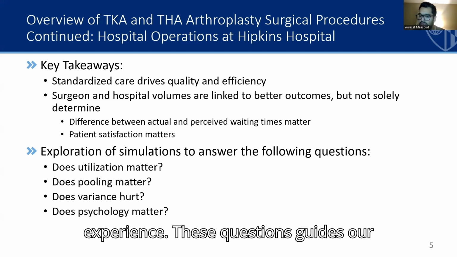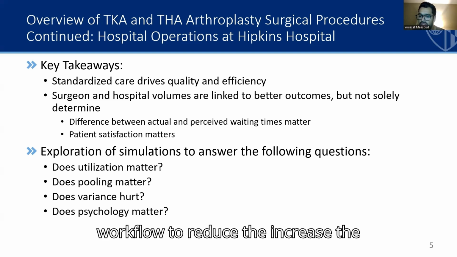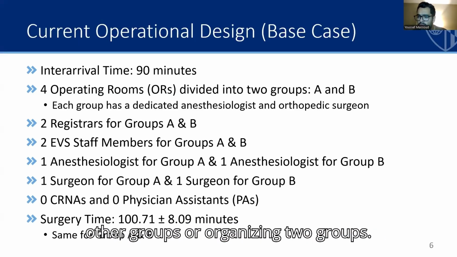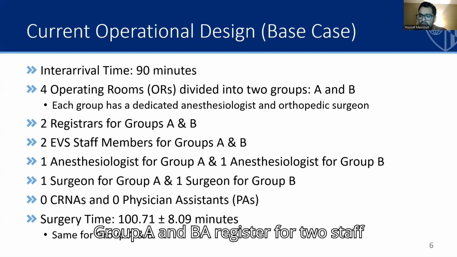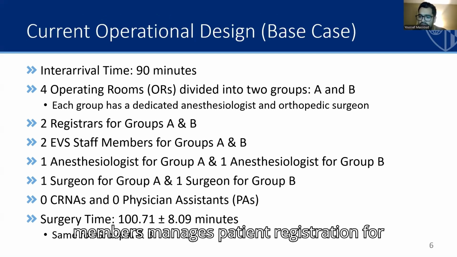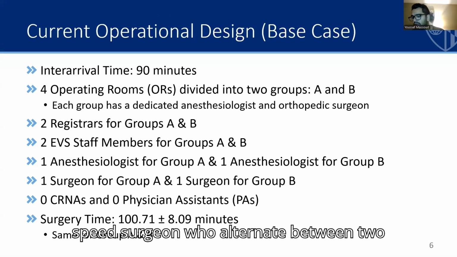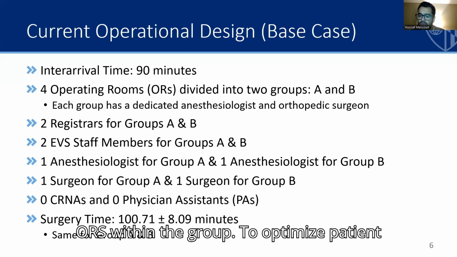These questions guide our exploration of how to optimize the workflow to reduce delays and increase the number of procedures completed in a single workday. Hopkins Hospital operates 4 operating rooms, organized into 2 groups, Group A and B. A registrar pool of 2 staff members manages patient registration for both groups. Each OR group is supported by a dedicated anesthesiologist and orthopedic surgeon who alternate between 2 ORs within the group to optimize patient flow.